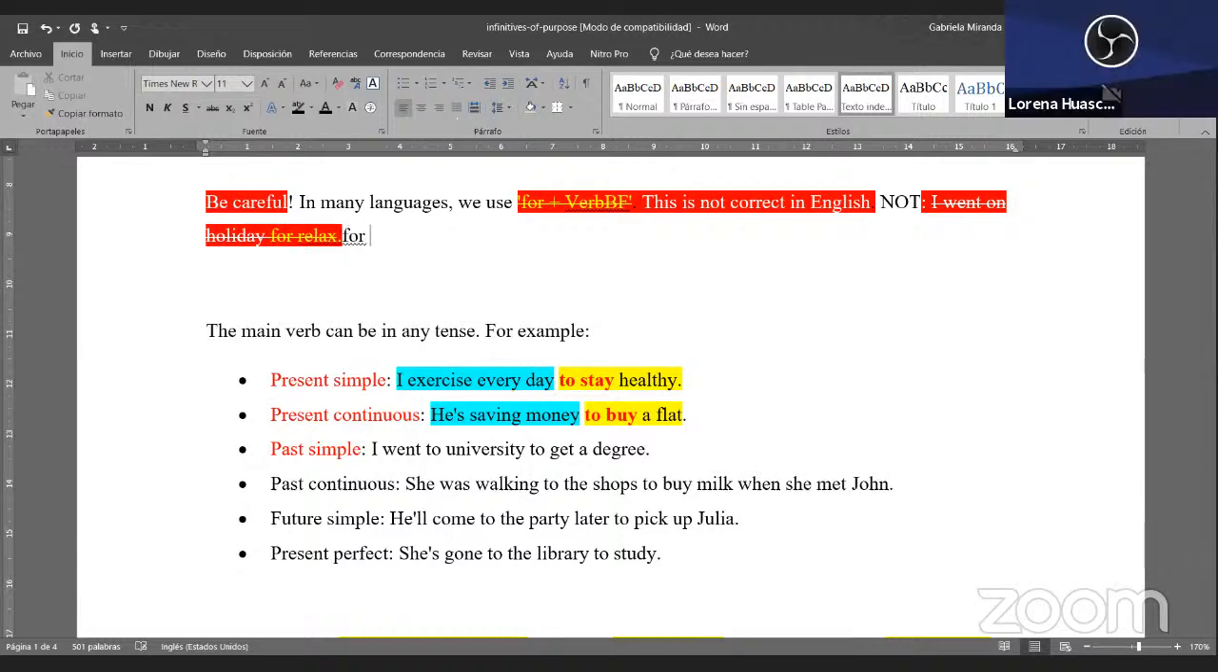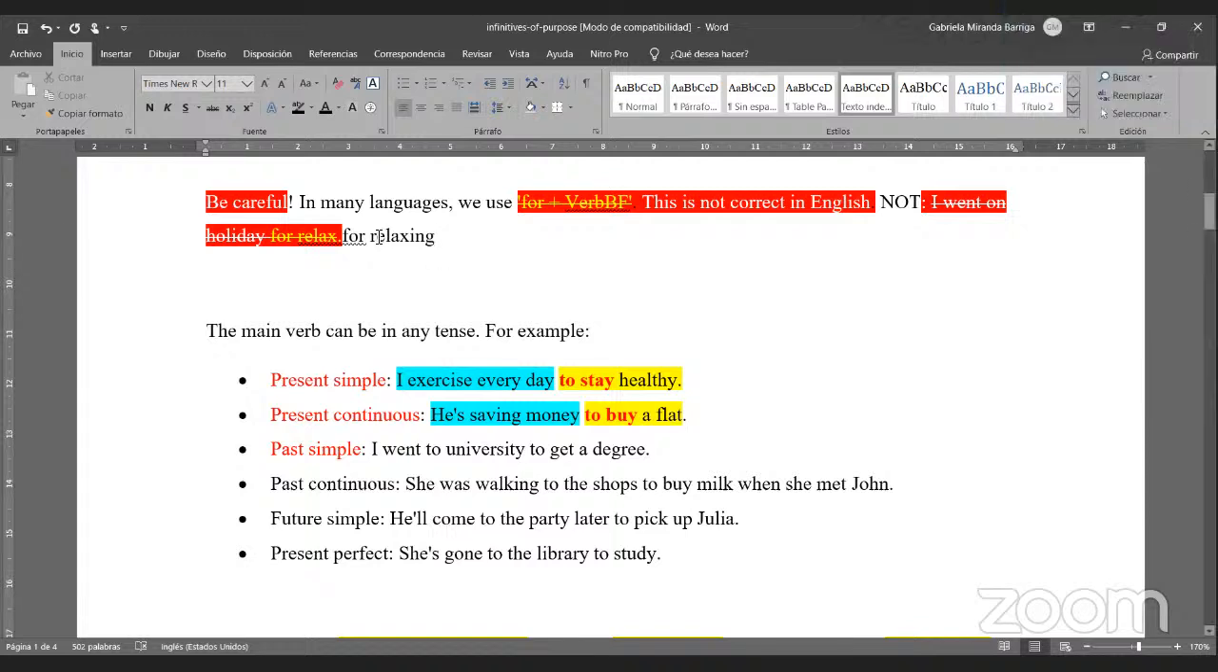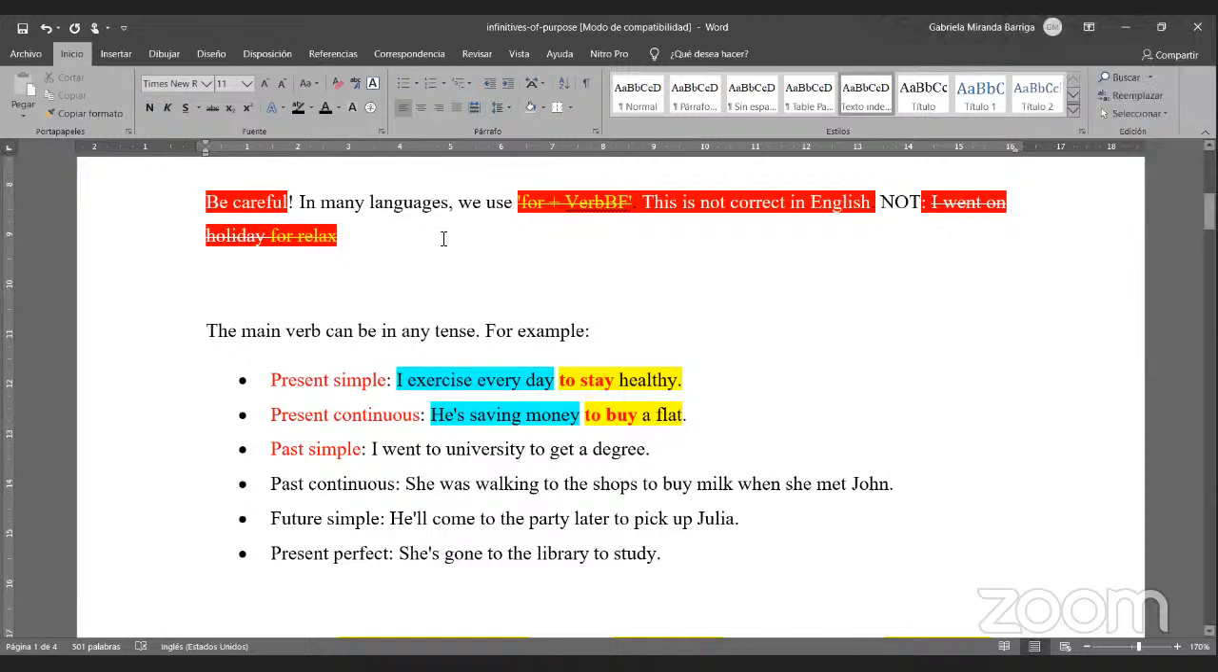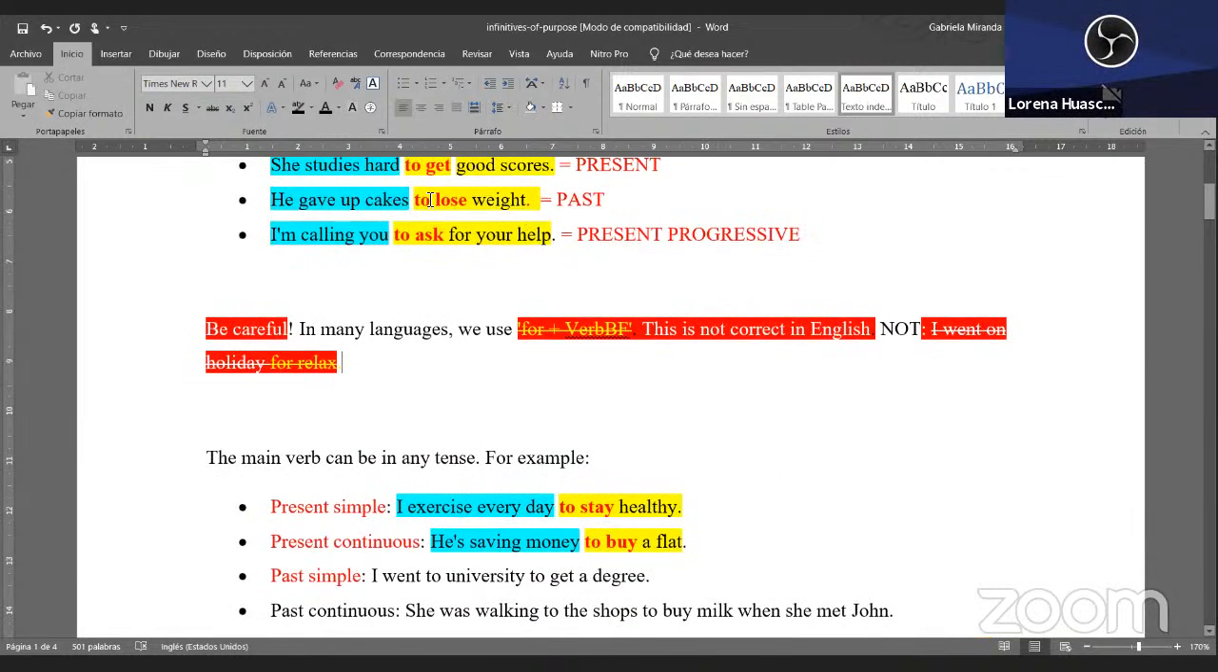For, and I could put with gerund, or relax. So in this case, it is okay, right? But if I use with to, it's not okay. Too relaxing, for example. Okay. For relaxing, for losing weight, it's okay. But with the base form, always to.